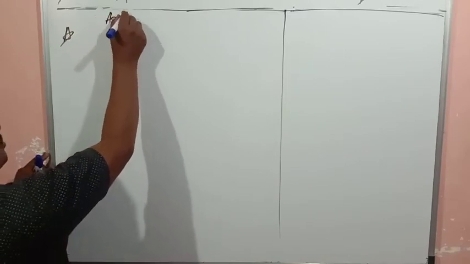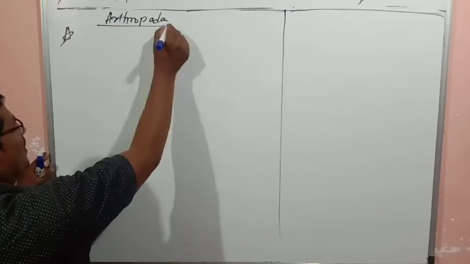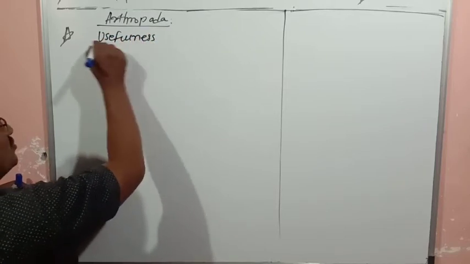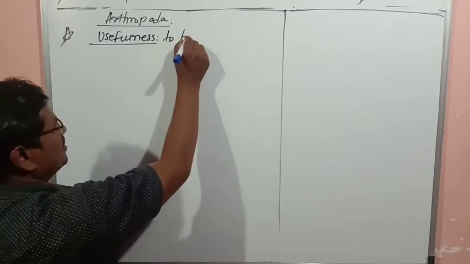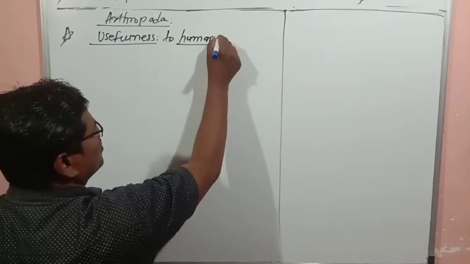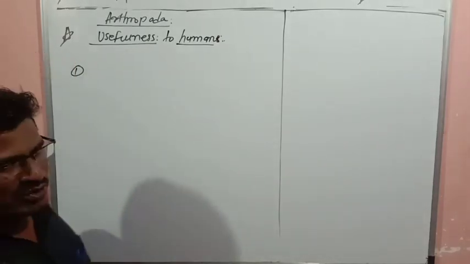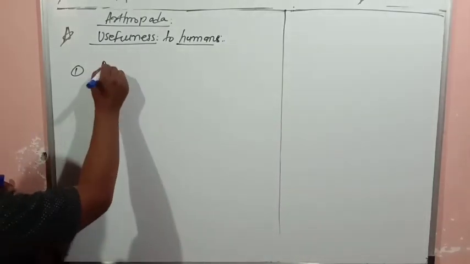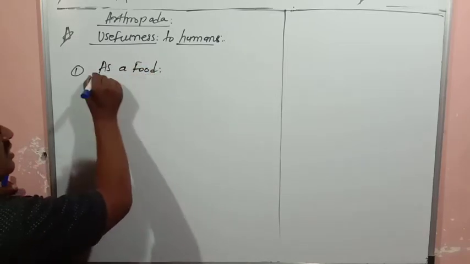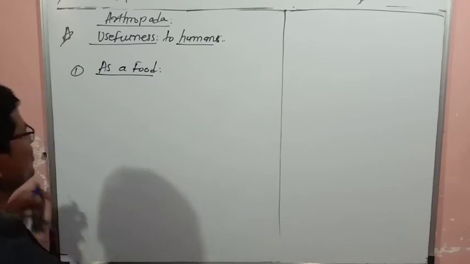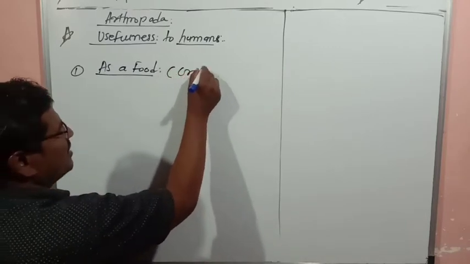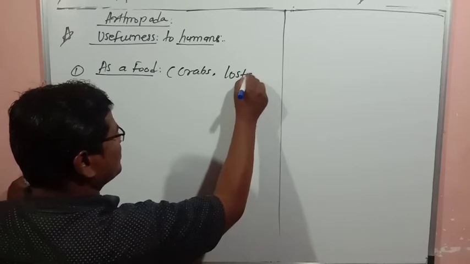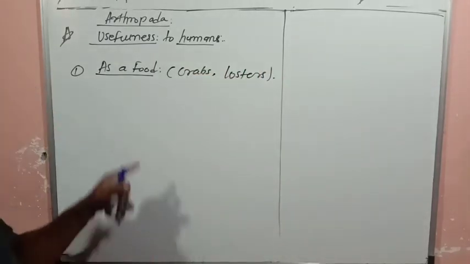Information about arthropoda, in that, usefulness: how these are useful to human beings. So first thing is that arthropods are useful as food. Arthropods are used as food. Which arthropods are eaten? Crabs are there, and lobsters are there. These animals can be eaten as food.